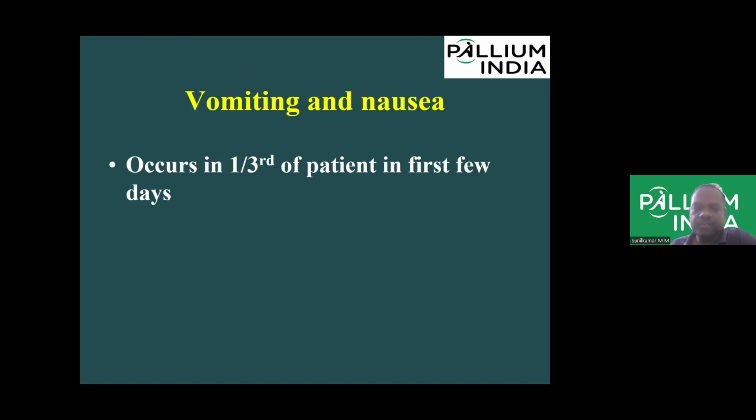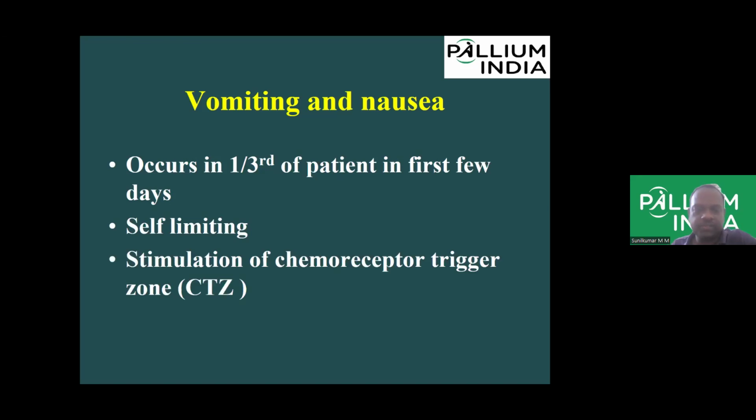Next is nausea and vomiting, and it occurs in about 1/3 of the patients. But compared to constipation, here the nausea and vomiting will subside after a few days. So maybe within 3 to 5 days, even if you don't give any antiemetic, the body will get accustomed to it. So only for the first few days, you have to give some antiemetic when you are starting a patient first time on opioids. And it is due to stimulation of the chemoreceptor trigger zone in the brain, that is CTZ.